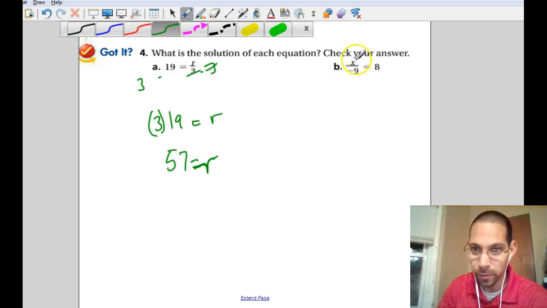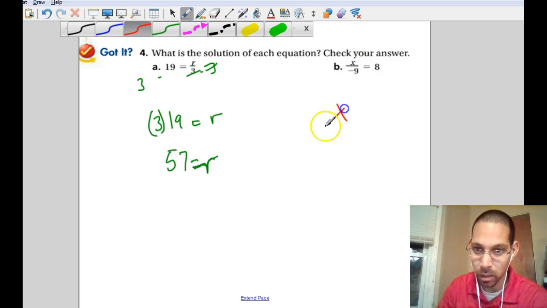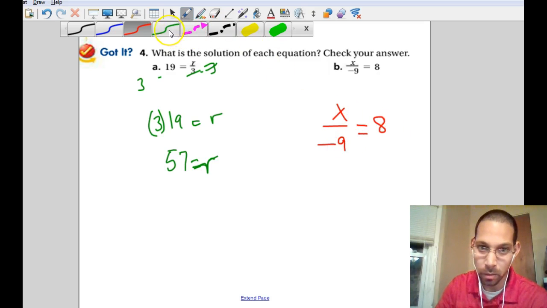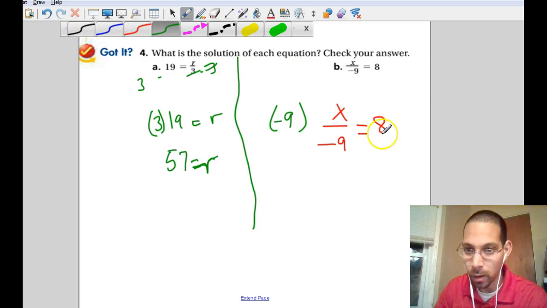Same thing right here. This is division. How do you undo division? Just like you did on this one. How do you undo division? The opposite of division is multiplication. So I'm going to take this side, your x divided by negative 9, and I'm going to start multiplying by negative 9. This left side gets multiplied by negative 9. Okay. And the right side is multiplied by negative 9.